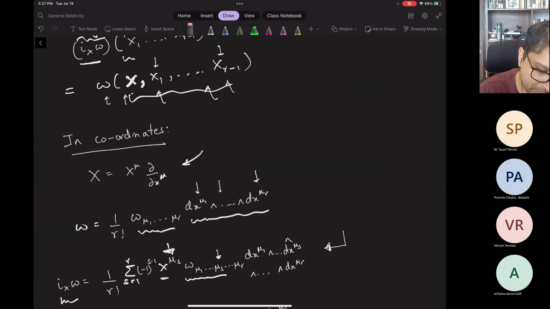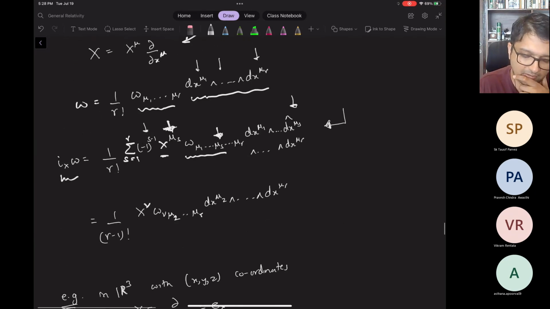But depending on where this mu-s hat appears, I'll get a minus 1 raised to s minus 1 sign as the overall coefficient. And here what I get is omega mu1 ... mu s ... mu r. So it's a contraction of this index with this index.